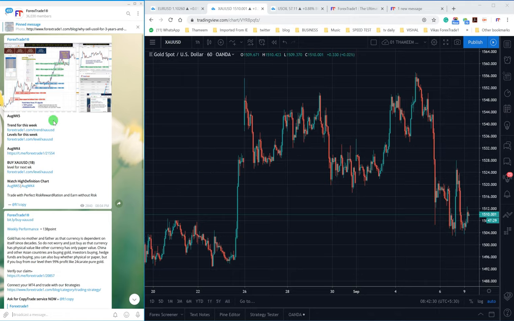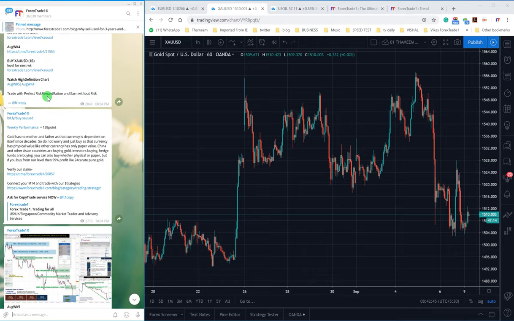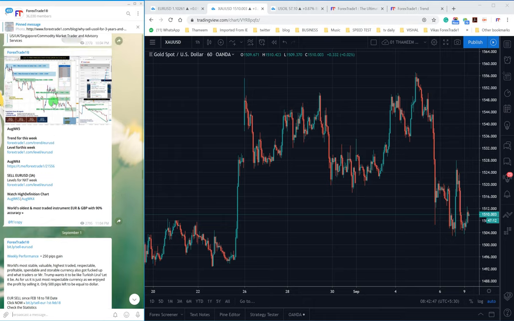So what does it mean? Even if the instrument is moving in the opposite direction, you will never miss booking the profit if you trade with levels. Levels are so important.